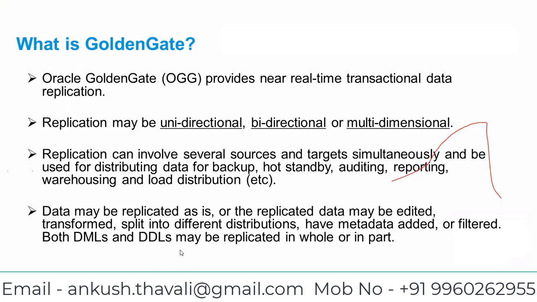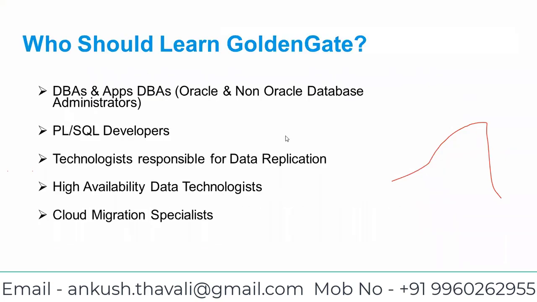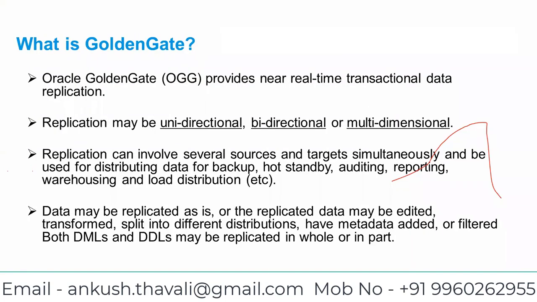Along with that, both DML and DDL may be replicated using Oracle Golden Gate. So Golden Gate supports DML as well as DDL replication. Golden Gate is available for heterogeneous as well as homogeneous databases. So Golden Gate supports Oracle as well as non-Oracle databases. Along with that, you can have any source and any target. Like your source can be Oracle, target can be SQL Server. Golden Gate can replicate the data. Or your source can be DB2, target is SQL Server. Golden Gate can replicate the data without any issue.